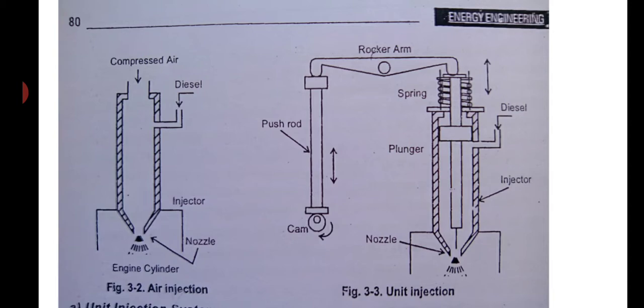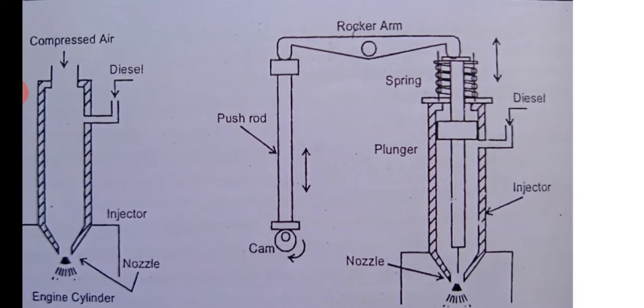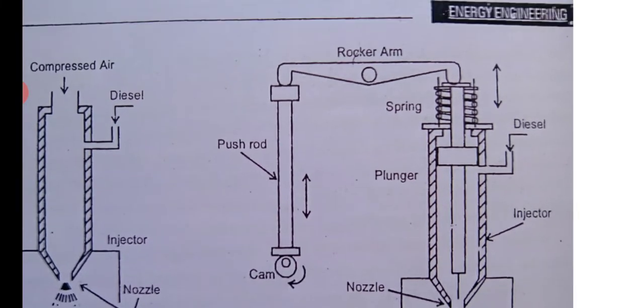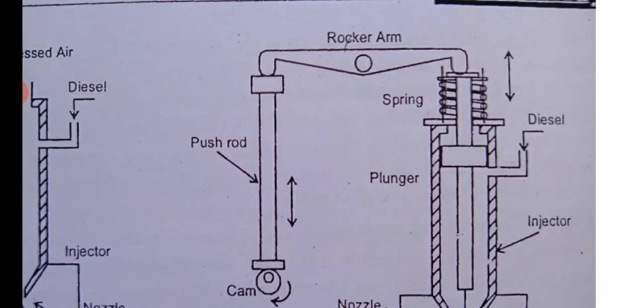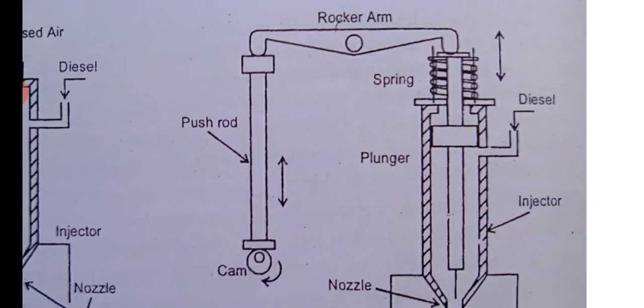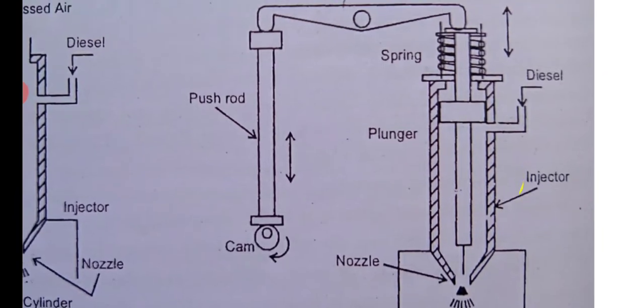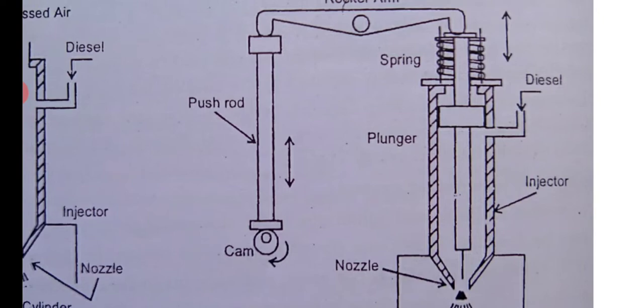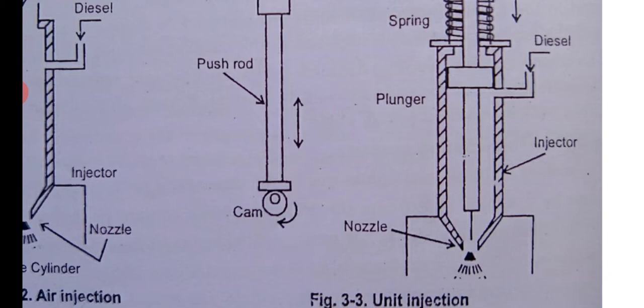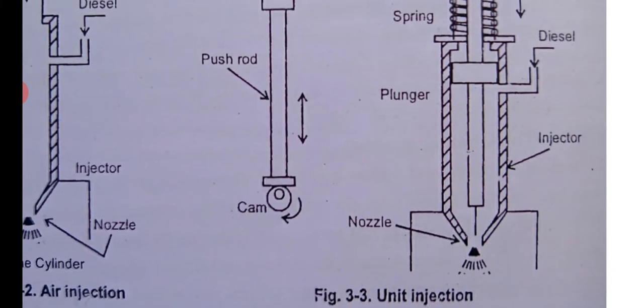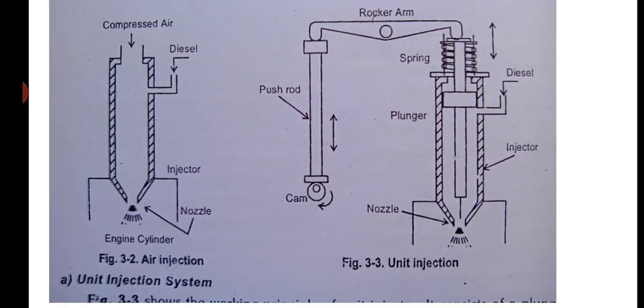Okay, so you can see for this unit injection there is a camshaft. This is the old push rod camshaft, but now you have got overhead camshafts. So the camshaft is rotating, it is pushing the push rod top. This push rod moves the rocker arm, and against the spring pressure, the plunger moves. The diesel comes and gets injected in the cylinder through the nozzle. Okay, this is known as unit injection.